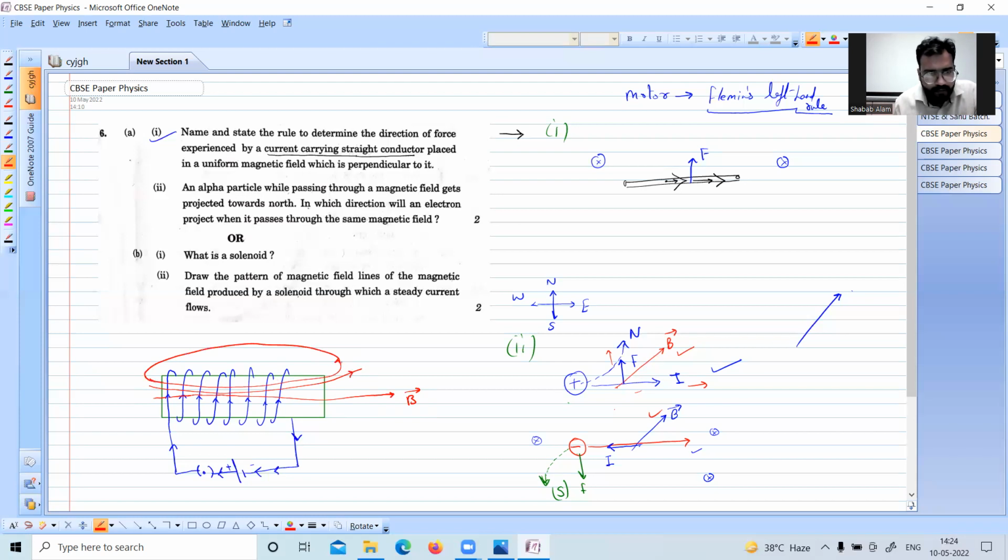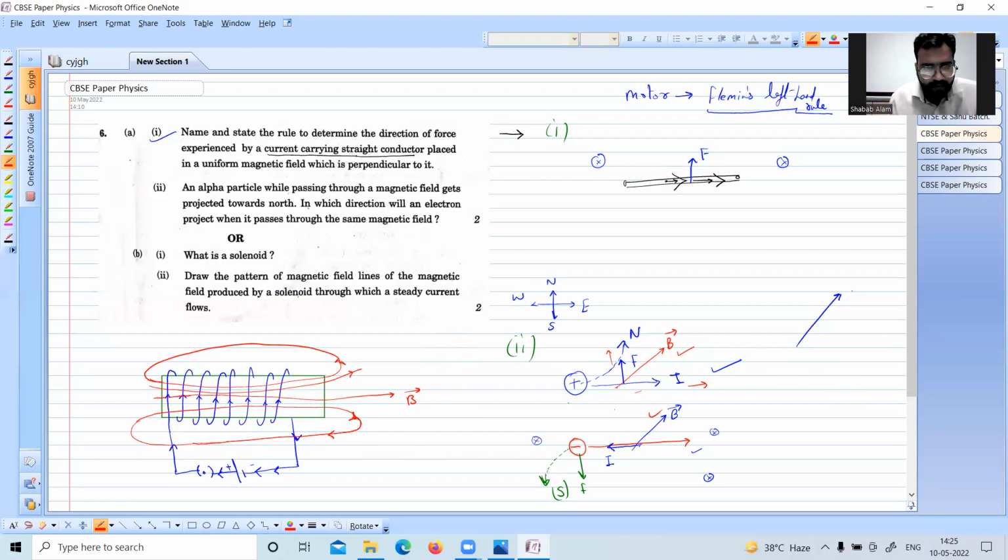Always remember one thing, as I already told you, which will come in the next question: why do two magnetic field lines not intersect each other? The reason I told you is that at the point of intersection there would be two tangents, which indicate two directions at the same point, which is not possible. There is an individual direction at a point of either electric field, magnetic field, or gravitational field. Okay, so solenoid is done.